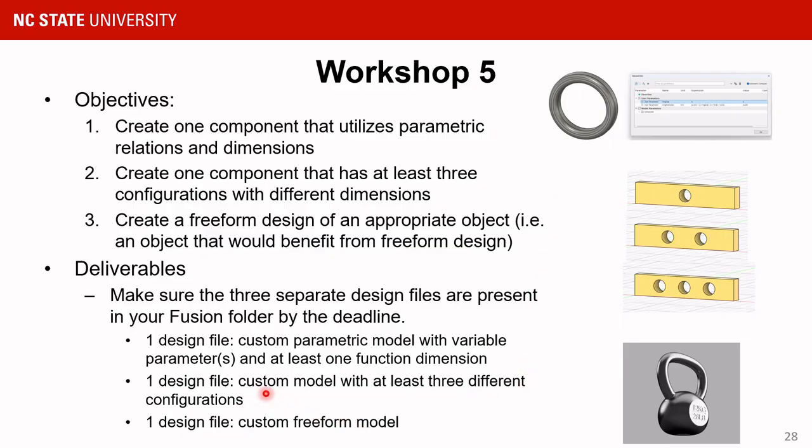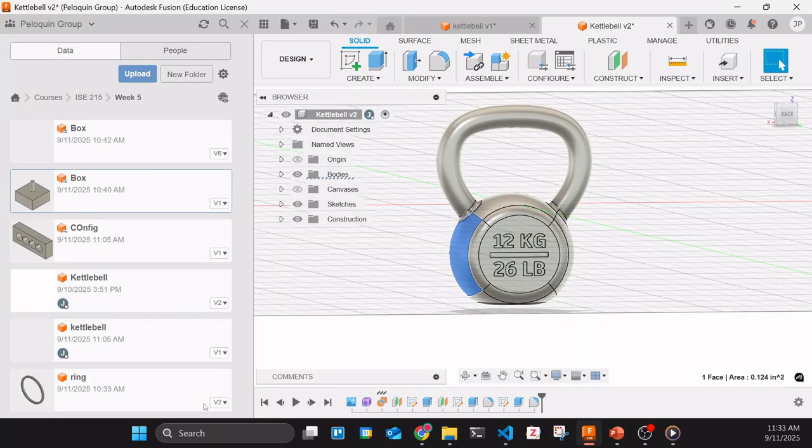The second file that you want is a custom model with at least 3 different configurations. So this could be something a little more advanced like we did with the holes and the spacing, or just a simple design that has multiple configurations. Could be something like different lengths in a certain dimension. And then the final file is going to be a custom freeform model, so you can grab an image from a website or take your own image and create a freeform model using the techniques that we learned here. So you'll need 3 design files. In this case, if I were to turn things in, I could turn in this ring file here, the kettlebell file, and the config file.